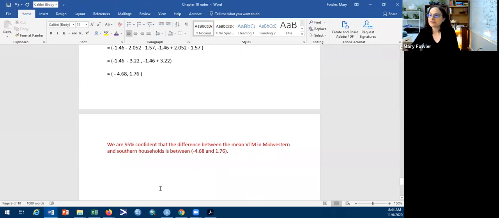So we're going to interpret that interval in the same way we interpret confidence intervals from chapter 8. We are 95% certain, 95% confident that the difference between the mean VMT in the Midwestern and Southern households is between minus 4.68 and 1.76. Okay, so we notice here that the lower bound is negative and the upper bound is positive. So it is not unreasonable to consider the possibility that mu1 minus mu2 equals 0 because 0 is in that interval.